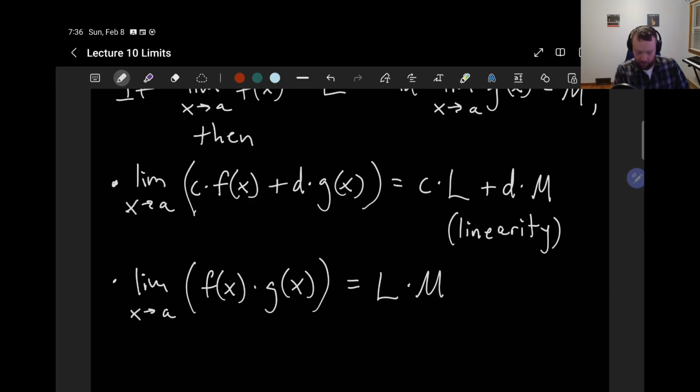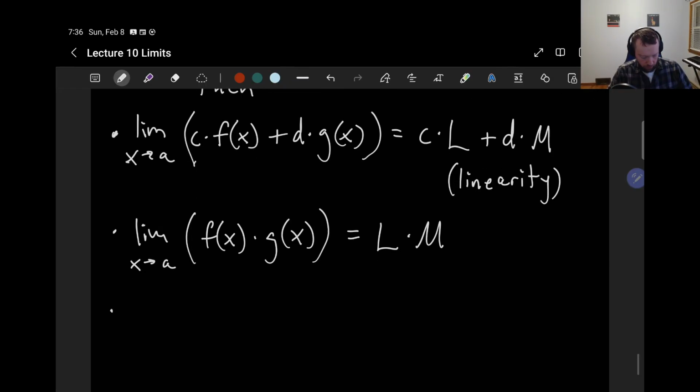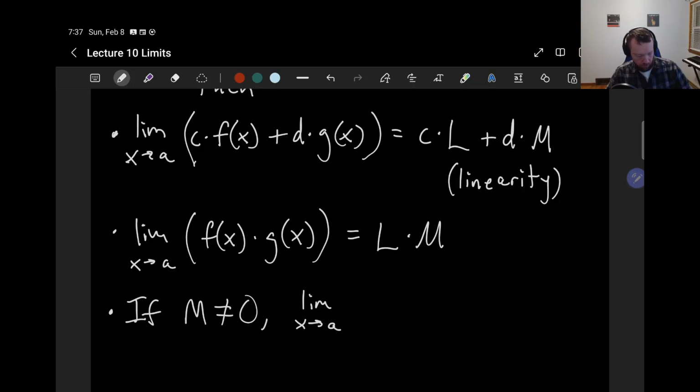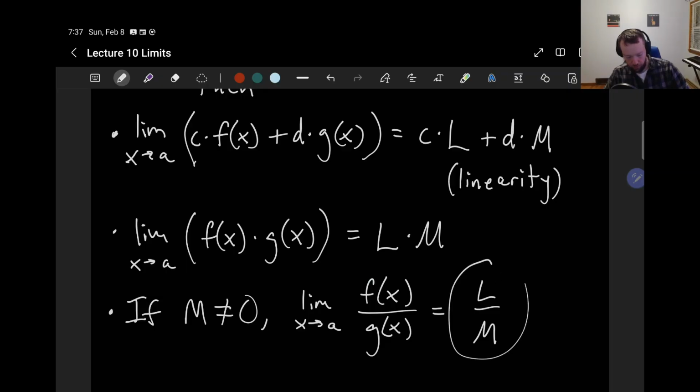Now, likewise with division, but with one little caveat. This only works if m is non-zero. And then if I divide these two functions and take the limit, then the result is just the quotient of their individual limits. Again, you just need m to not be 0, otherwise this doesn't work. You'd be dividing by 0.